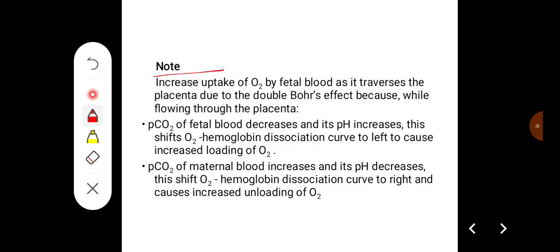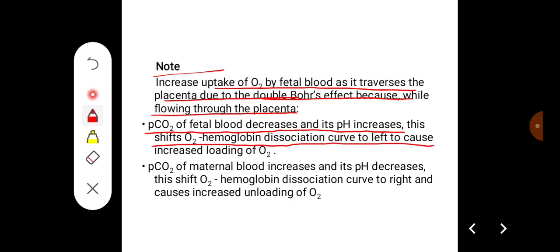Note the increase in the uptake of oxygen by fetal blood as it traverses the placenta, due to the double Bohr effect. While flowing through the placenta, the PCO2 of the fetal blood decreases and its pH increases. This shifts the oxygen hemoglobin dissociation curve to the left to cause increased loading of oxygen, and the PCO2 of the maternal blood increases as its pH decreases. This shifts the oxygen hemoglobin dissociation curve to the right and causes increased unloading of oxygen.